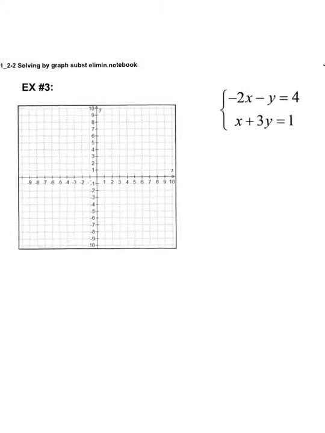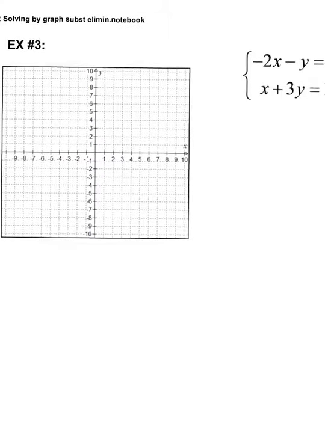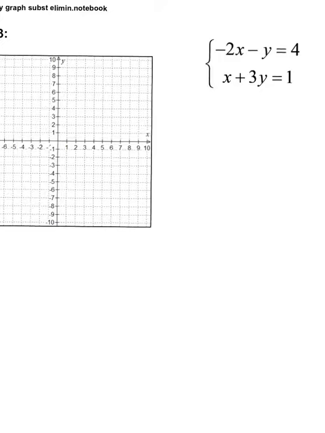All right, so you do this one on your own and graph it and see what solution you come to. I am going to quietly do the solution so you can pause the video and then look at my work. I'm going to try not to talk through it. It's really hard for me, but I'll try.